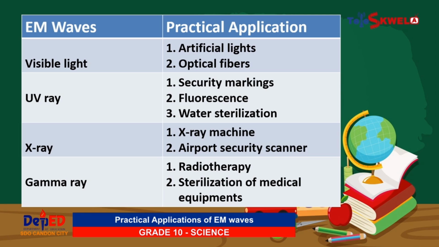Ultraviolet rays are used for security in banks. They can sterilize drinking water and can be used as fluorescents. X-rays are applied in medicine for diagnosing bone fractures and in airports for security purposes. And the gamma radiation is used to kill cancer cells through radiotherapy. Note that these electromagnetic waves are very important. Most technologies that we use every day use electromagnetic waves to function.